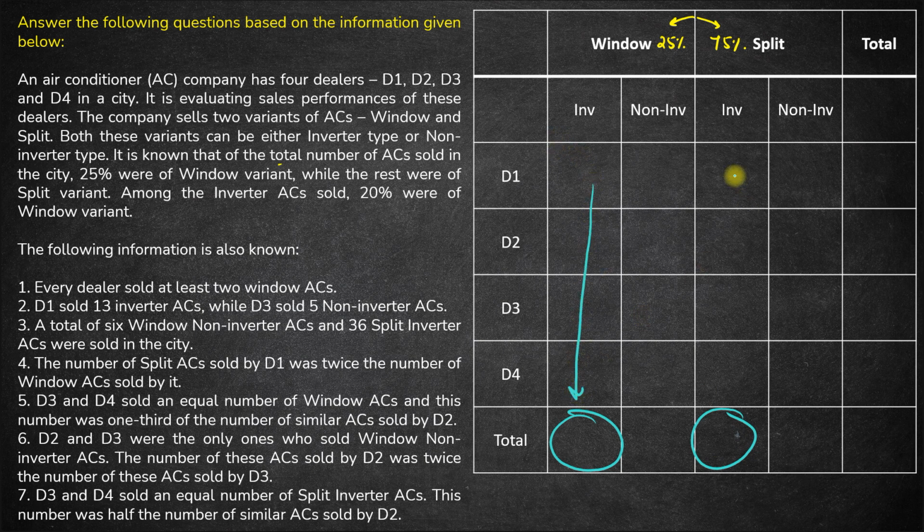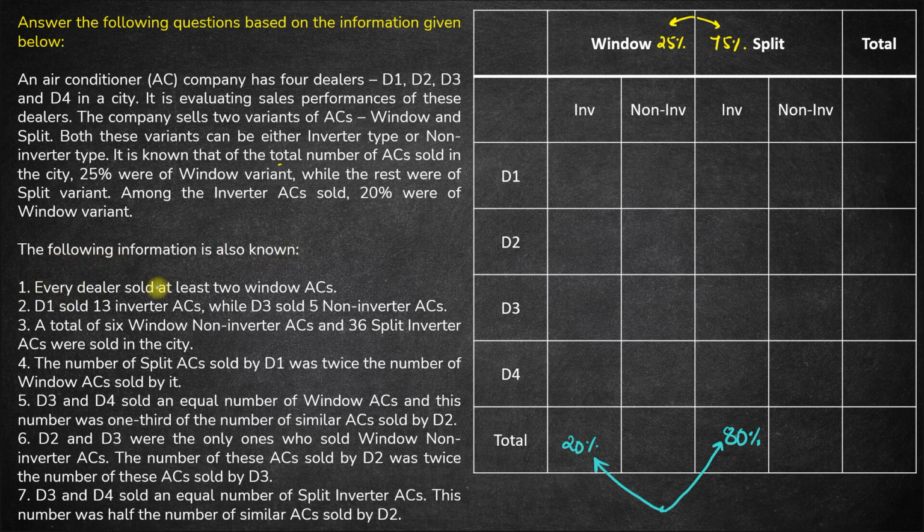Next, among the inverter ACs, when we talk about just the inverter ACs, this and this together will give us the total inverter ACs of window type, and this together will give us the total inverter ACs of split type. So total inverter ACs will be this part plus this part, and of these two parts together, 20% were window variant. So this is 20% of just the inverter ACs, hence this is going to be 80% of just the inverter ACs. Cool.